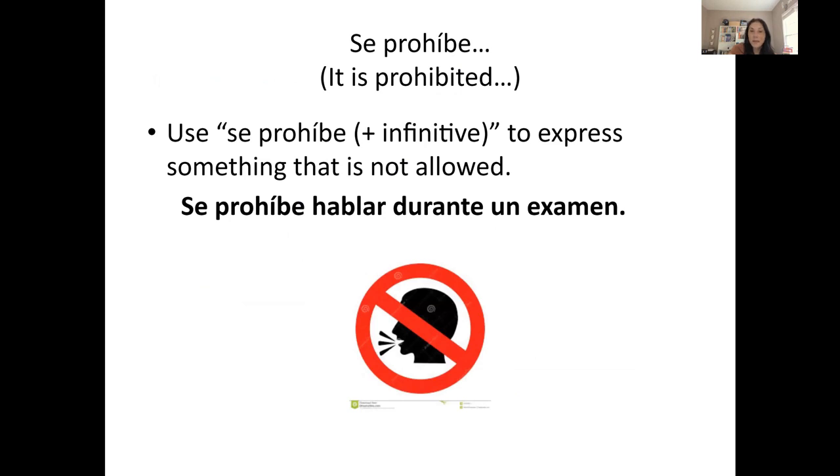Now, se prohíbe, you want to use this plus the infinitive to express what you are not allowed to do. Se prohíbe hablar durante un examen. So notice you use the phrase se prohíbe, and then you have the infinitive form of talk. So this sentence means it is forbidden or it is prohibited to speak during a test, an exam.